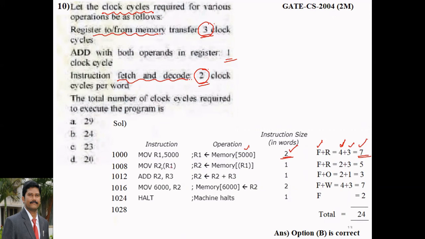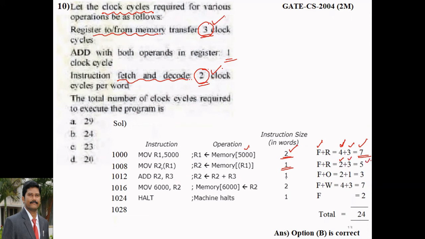Coming to the second instruction, move R2 comma brackets R1. Again it is a memory reference operation. Whatever address R1 holds, the memory data at that address needs to be brought to R2. First it has to fetch this instruction. It is one word, so for fetch and decode it takes 2 clock cycles, and it is a memory read once again, so for memory read it takes 3. So 2 plus 3, it takes 5.